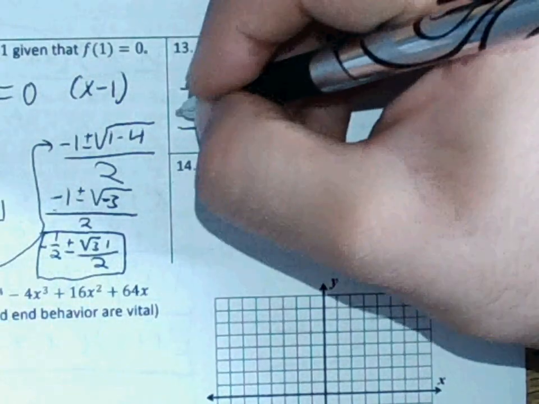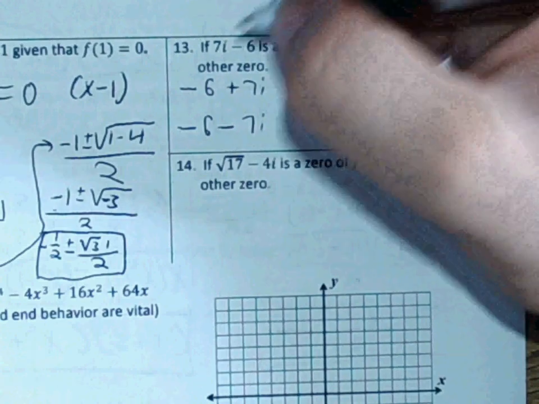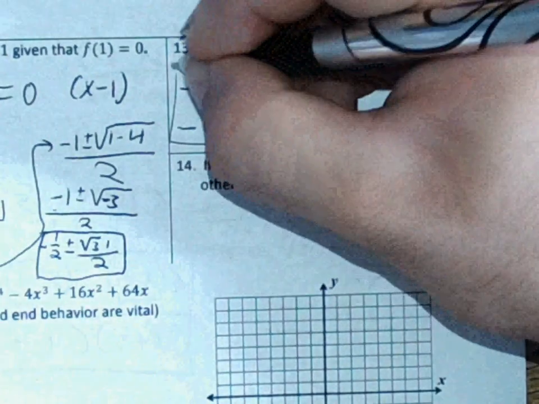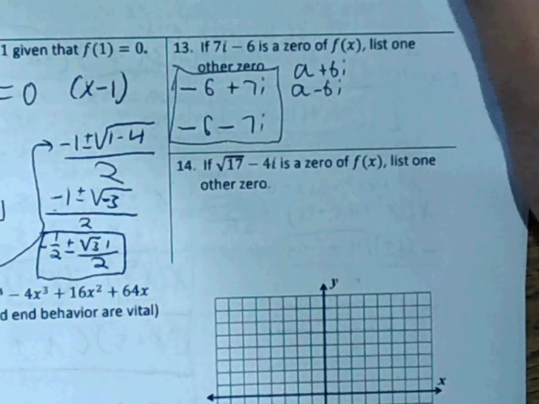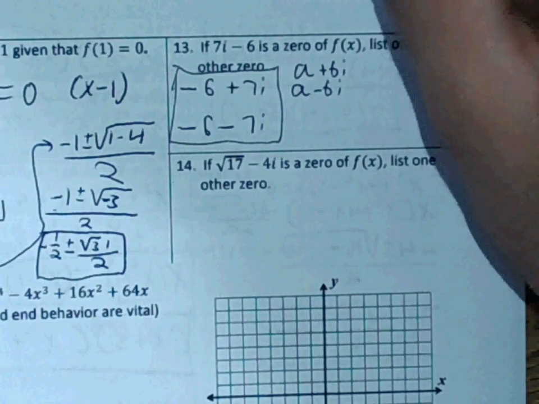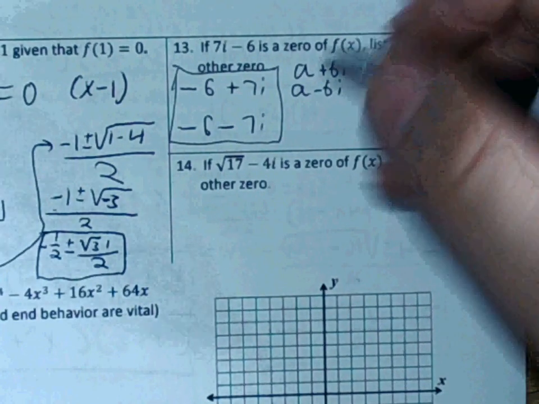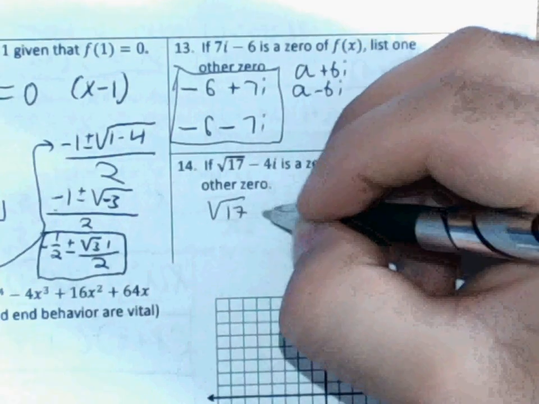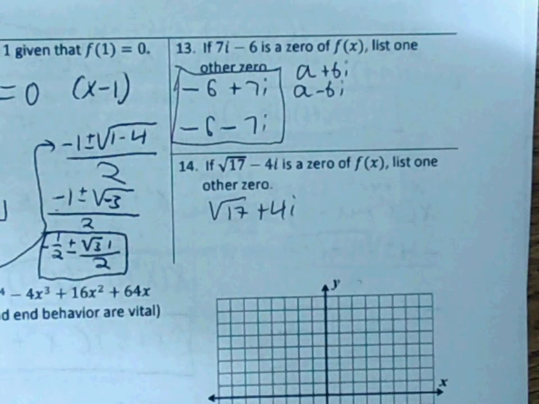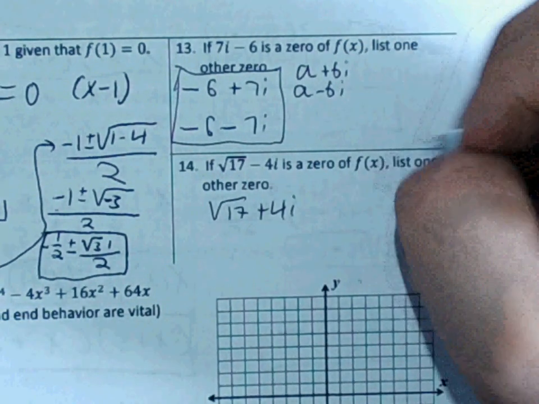So this is the other 0 here. These are the two zeros. That's from the fundamental theorem of algebra. And also, if we have root 17 minus 4i, the other 0 would be root 17 plus 4i. So look at that pattern, refer back to your notes.